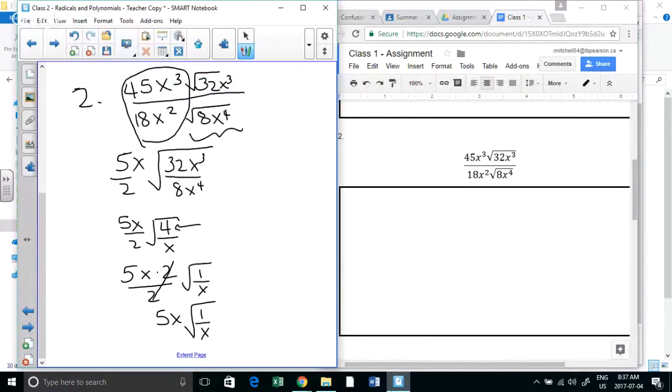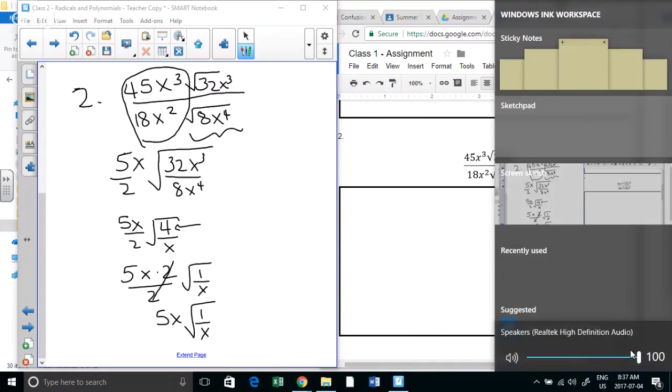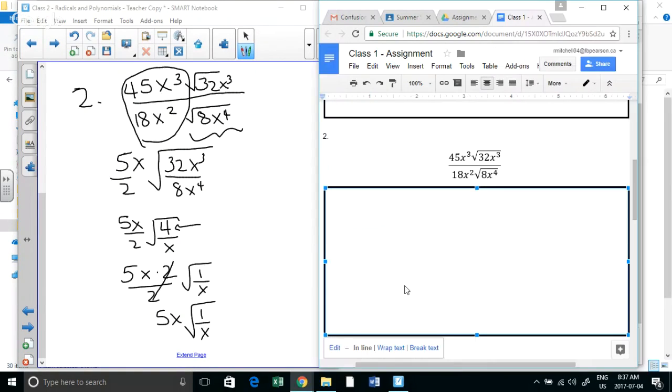I got as my answer 5 the square root of x. Someone is talking, but I can't quite hear the question. Yeah, 5 to the square root of x. Okay, so that would be fine too.